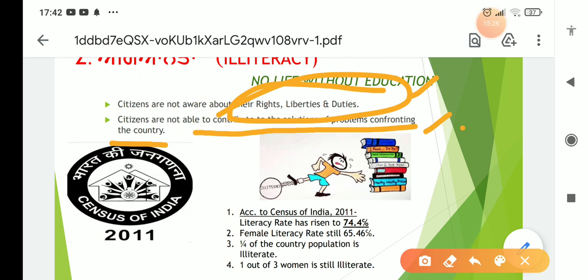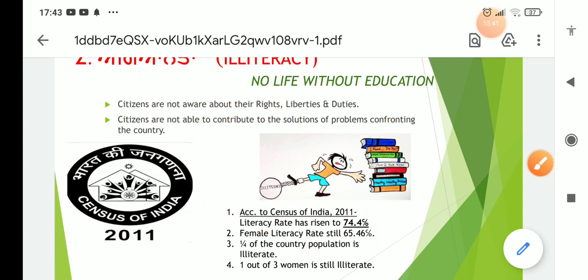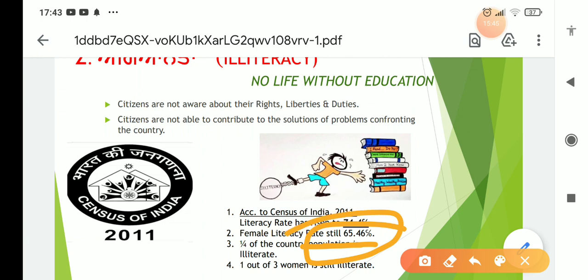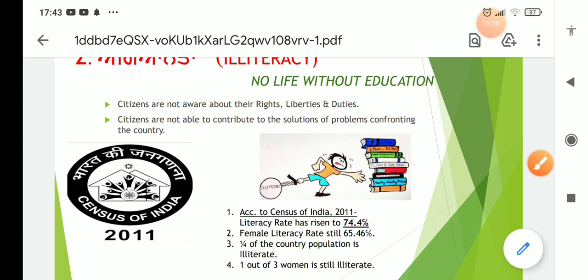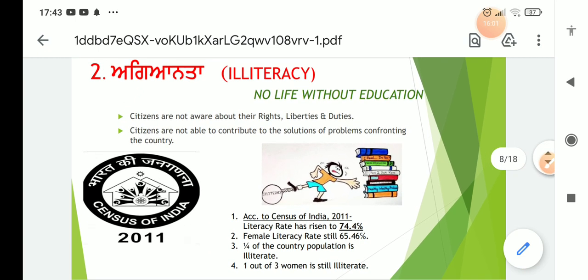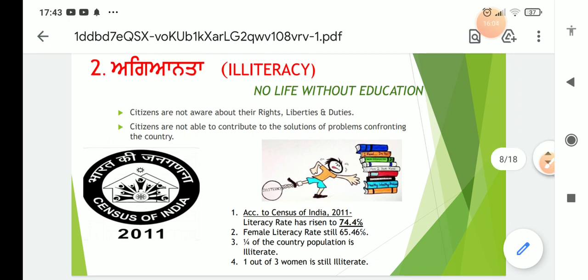If we talk about illiteracy, see the census. According to the 2011 census, 74.4% people were educated. It means around 26% people are not educated, more than 26% in fact. And if we talk about women, 65.46% women are educated, and the rest are not. So 1/4 of the total population is illiterate, and 1/3 of the women population is illiterate. So it is one of the major challenges and a big problem for Indian democracy. We have to overcome this problem also.